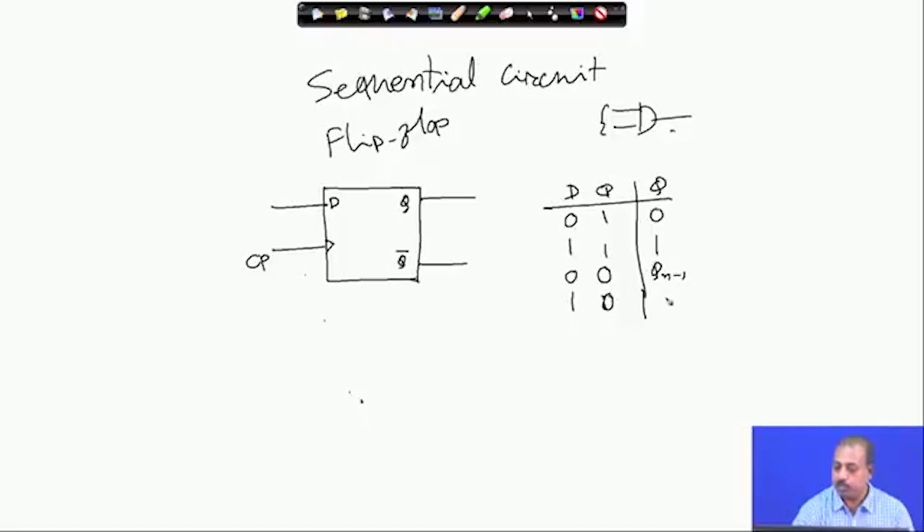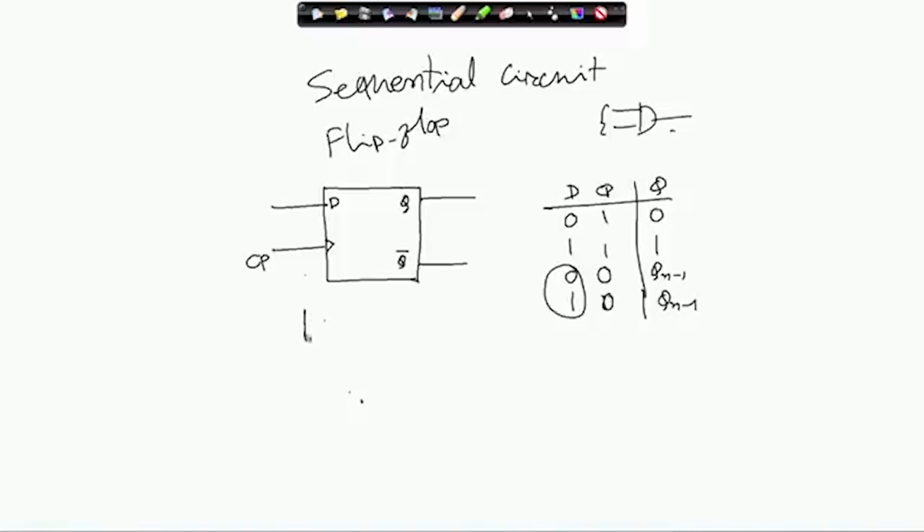So, you can say Q n minus 1, that is the previous value of Q. It is not dependent on the value of D. If the clock pulse is absent, then nothing happens to the circuit. It continues with the previous value, remembers the previous value. Now, how to realize this circuit?